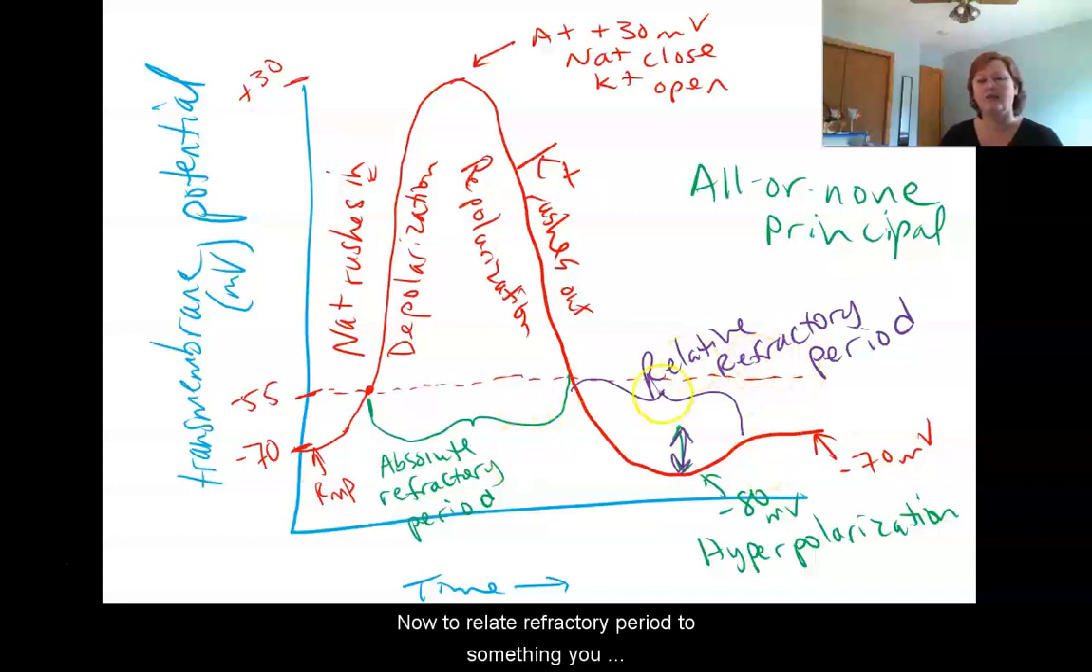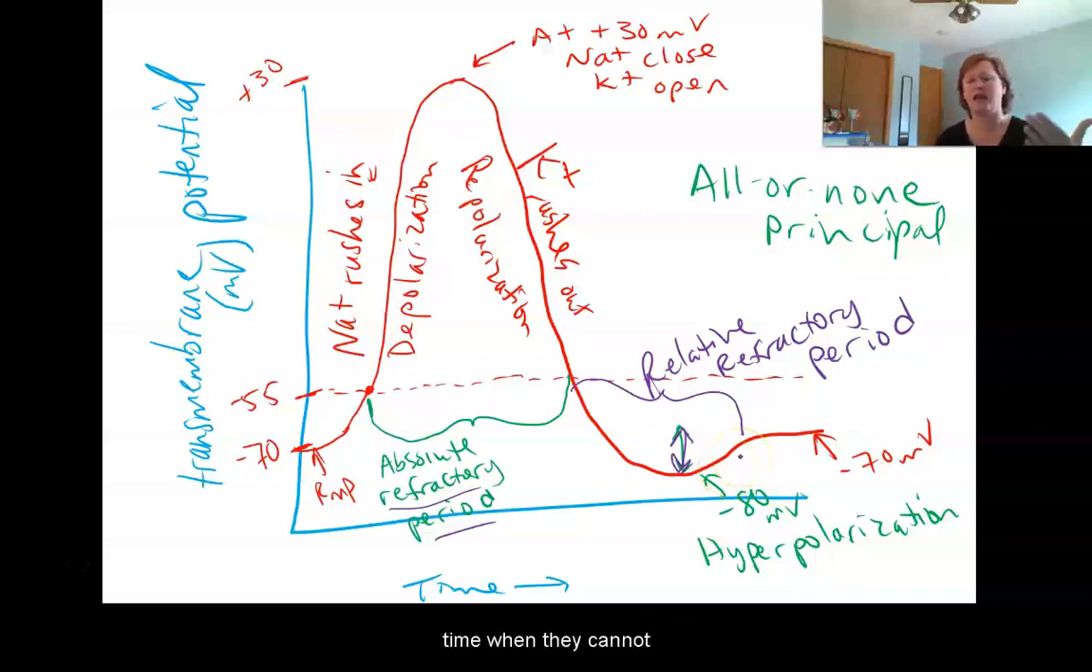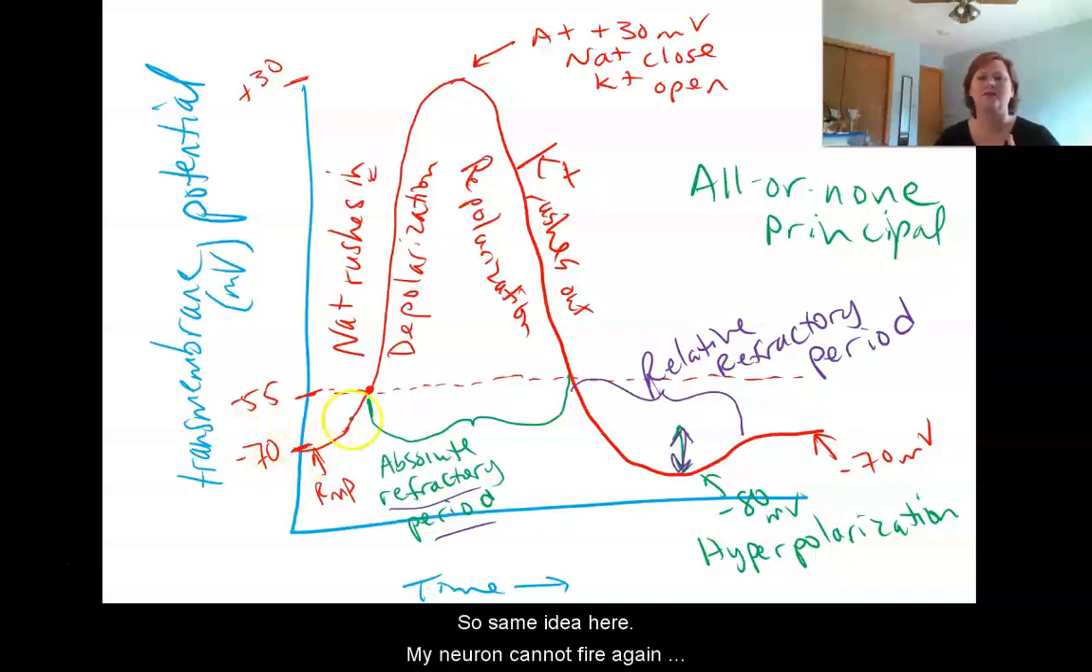Now, to relate refractory period to something you might already be familiar with, this is a term that is used in other aspects of physiology and medicine. And one way you can think of it is that men have a refractory period. There's a certain period of time when they cannot perform again, so to speak, until the body can reset itself. So same idea here, my neuron cannot fire again until it is done with the current firing.